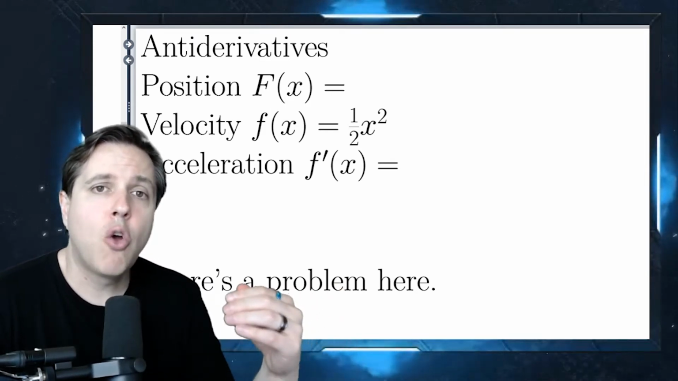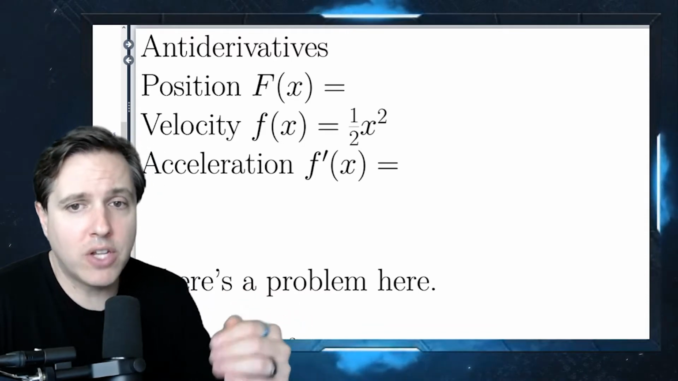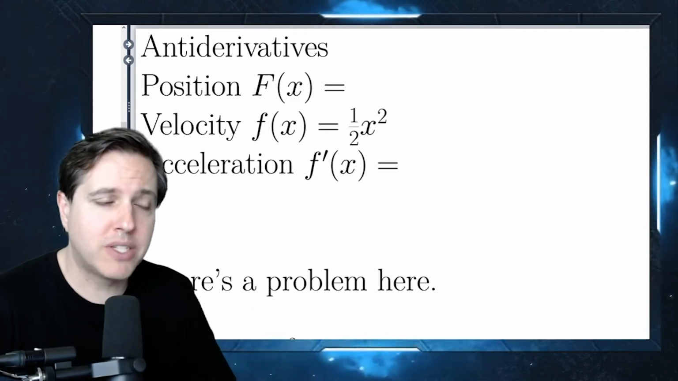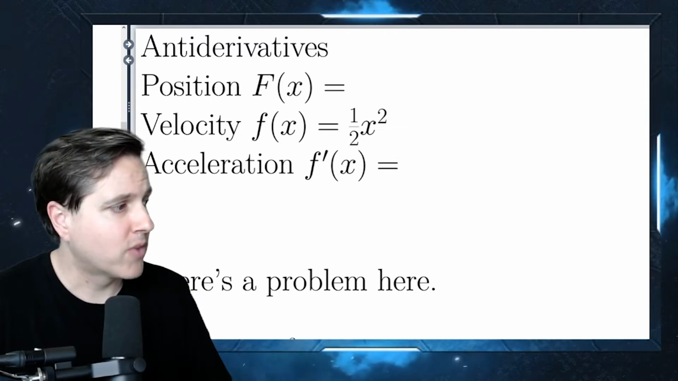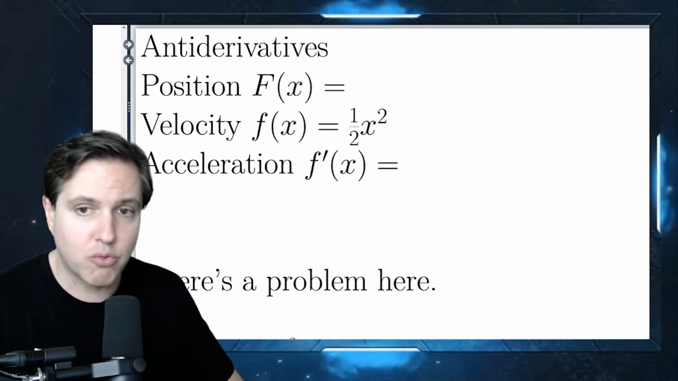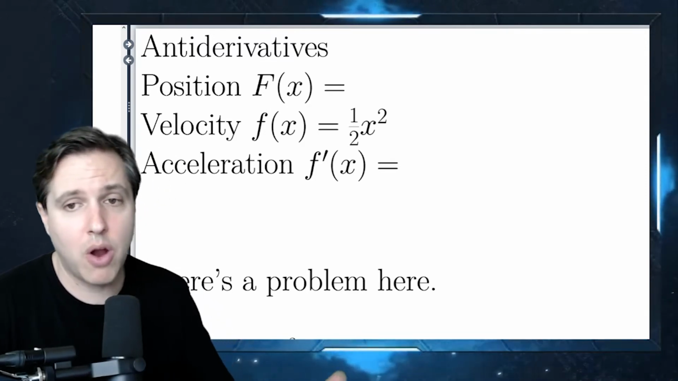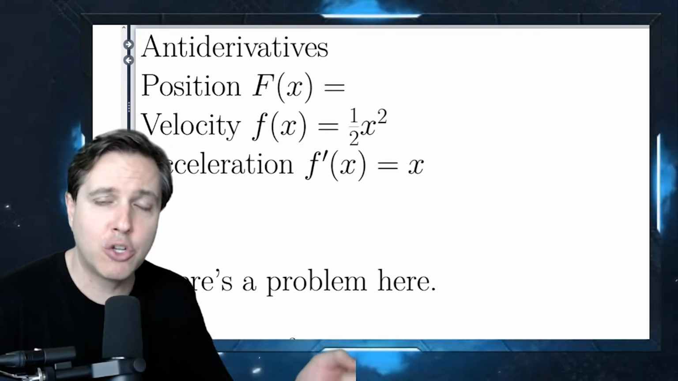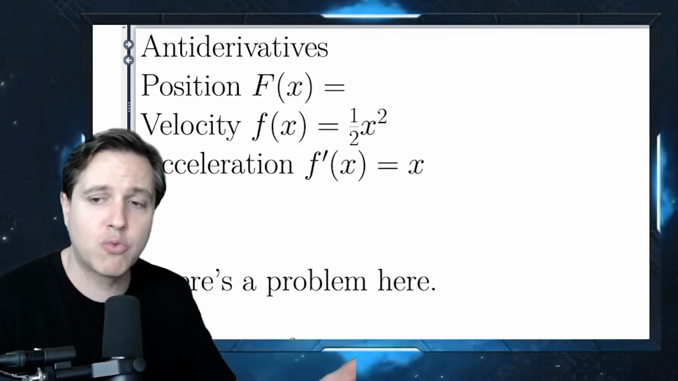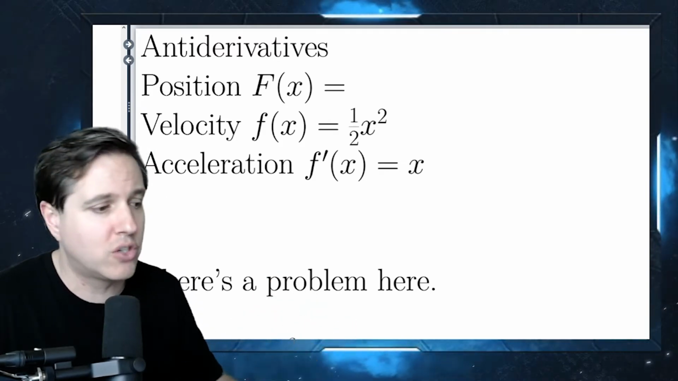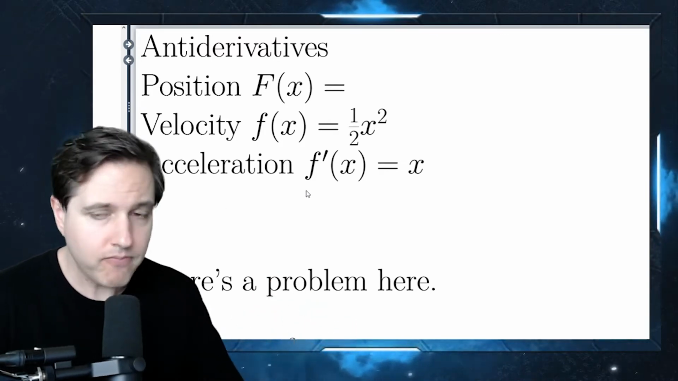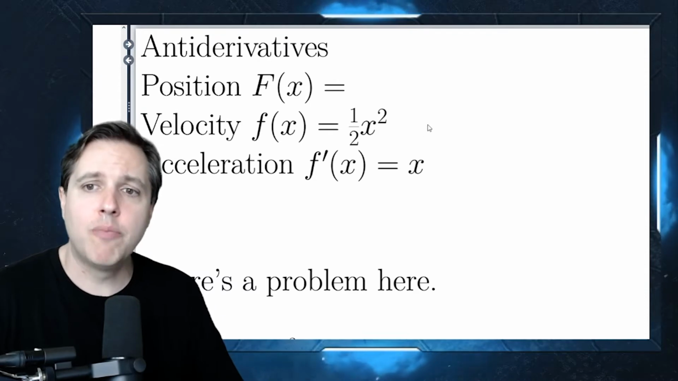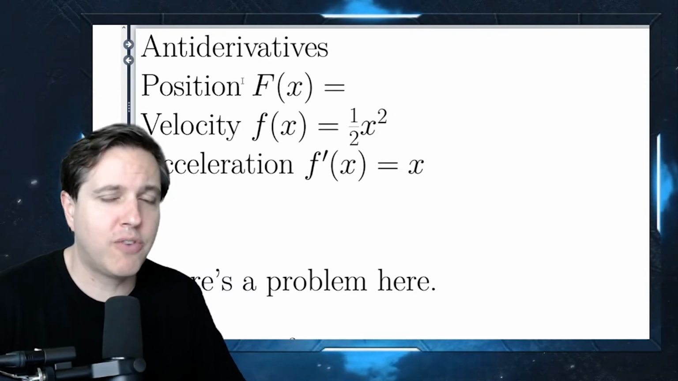That's no problem. What if, like in this case, we know the velocity, but we don't know the position and the acceleration? Well, like we already mentioned, the acceleration is going to be easy to find because when we take the derivative, we just get x. So we already know that f prime of x is going to be equal to x because when we bring the 2 down, 2 times 1/2 is 1. We get 1x to the 1, which is really just x, right? So that wasn't hard to do, but what if we want to figure out this position function up here?